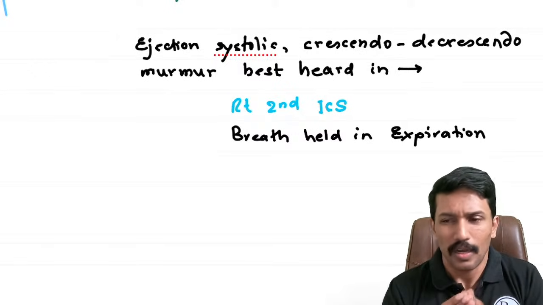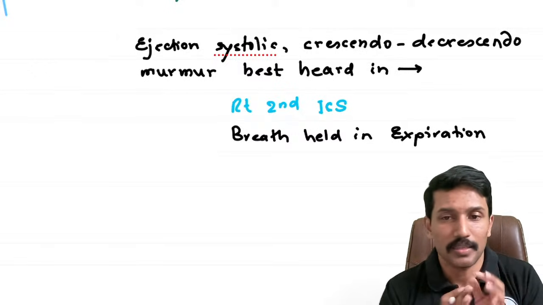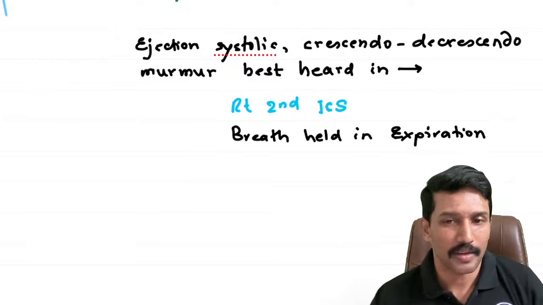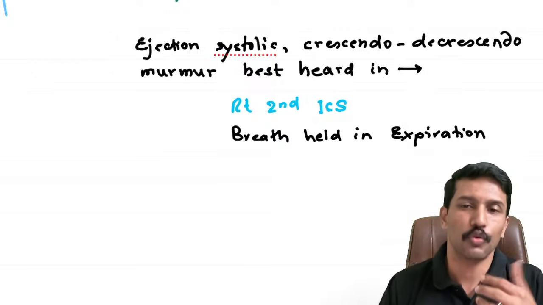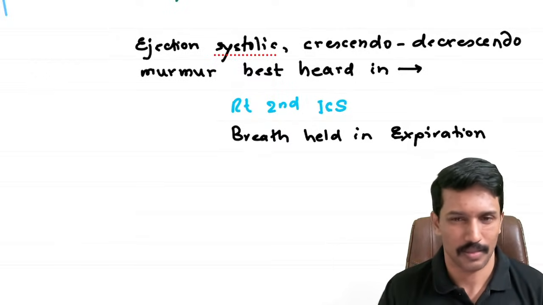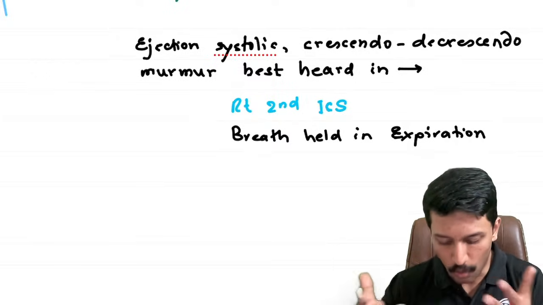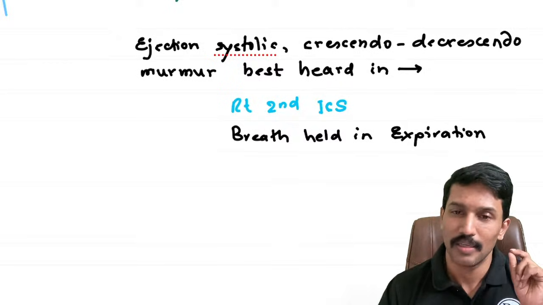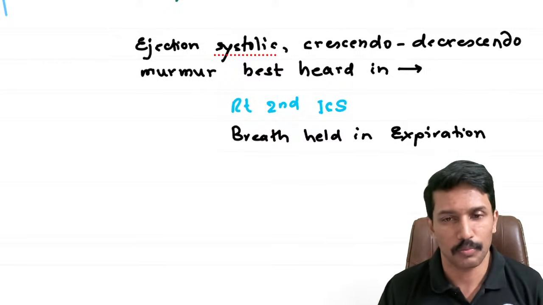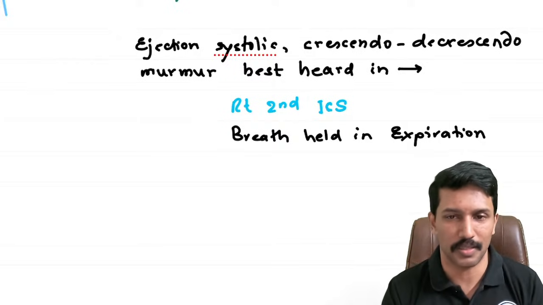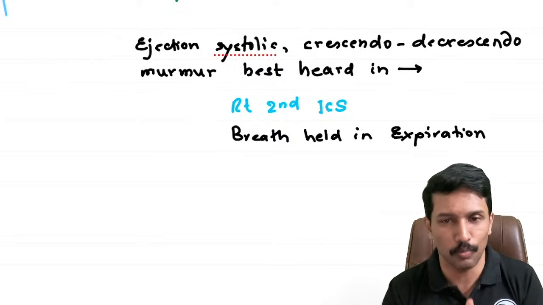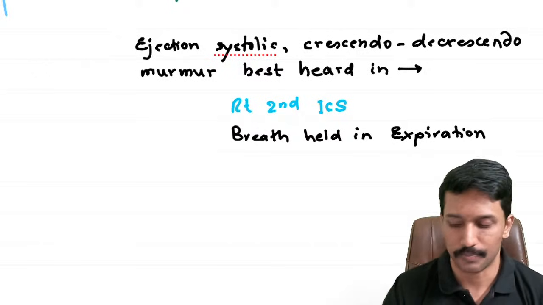Now, one last thing: in the bedside discussion, the teachers might expect you to say what the position of the patient should be for you to be able to hear the murmur. In the theory paper, of course, they are not going to expect all this. As long as you mention that it is an ejection systolic, crescendo-decrescendo murmur, they are going to give you the marks and move forward. But in the bedside discussion, they are very judgmental because you are right in front of them. They are asking you more. What should be the position?